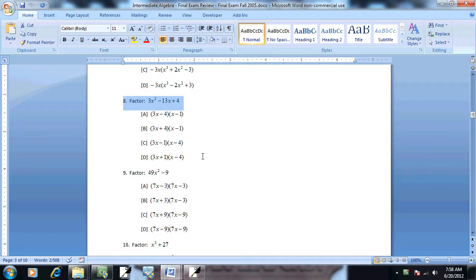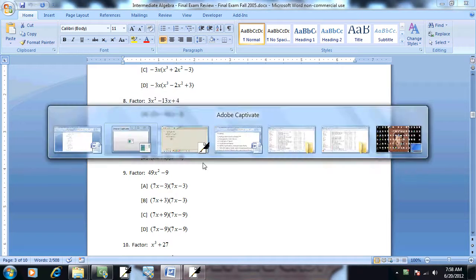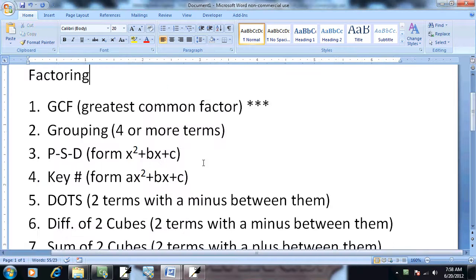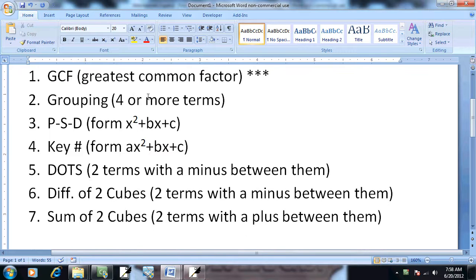Well, let's look at number 8, another factoring problem. So, to refresh our memory on factoring, we have our GCF method. This is the greatest common factor, and you always try to do this one. Then, if it's got 4 or more terms, use grouping.